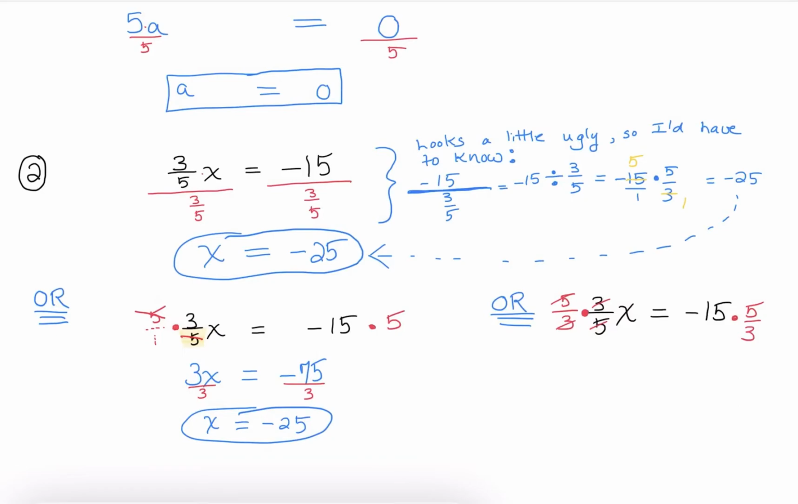That's just 1x, which of course is just x. And then on the right-hand side, once again, we're looking at negative 15 times 5/3, however you like to think of that. Of course, we've done this a couple times already. You're going to end up with negative 25.